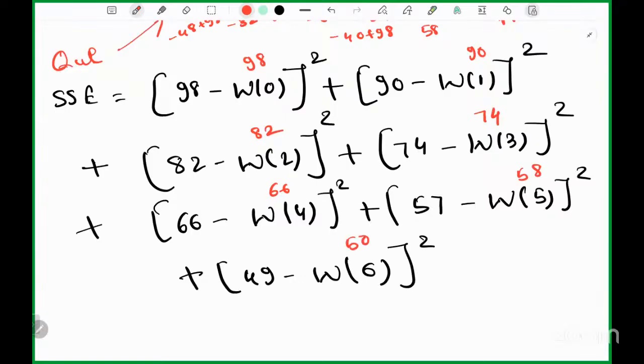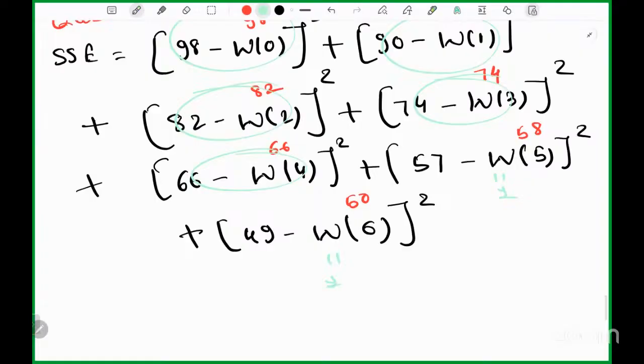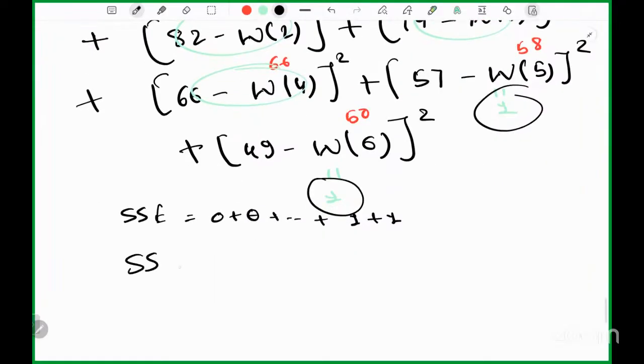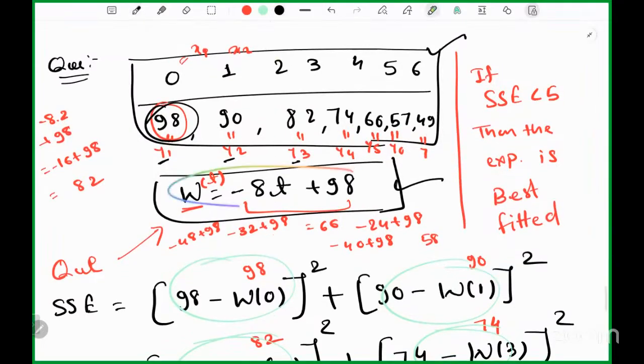Right. So here, from this bracket we are getting 0, from this one also 0, from this one also 0, from this one also 0, here also 0. Here we are getting 1 and here we are getting 1. So that means the SSE is equal to 0 plus 0 plus 0 plus 0 plus 0 plus 1 plus 1. Only the last two brackets are giving us 1, so the value of SSE is 2, which is less than 5. So the answer is yes, we can say that whatever expression he has come up with is a good fit for our data set.